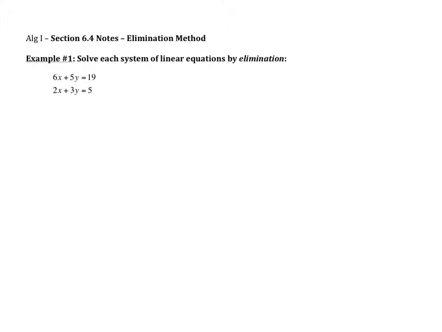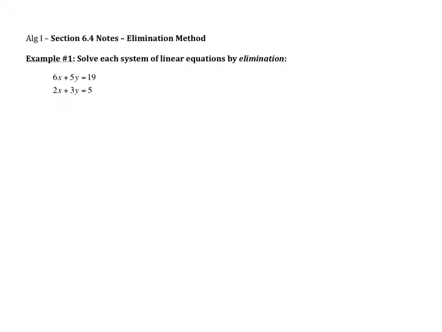So let's look at the first example, number 1. Solve each system of linear equations by elimination. So again, we have to solve using elimination. Remember, the first step in elimination is to always get everything lined up. So that's what we already have. We already have the x's on top of each other, the y's are on top of each other, the equal signs are on top of each other, and the constant terms are on top of each other.